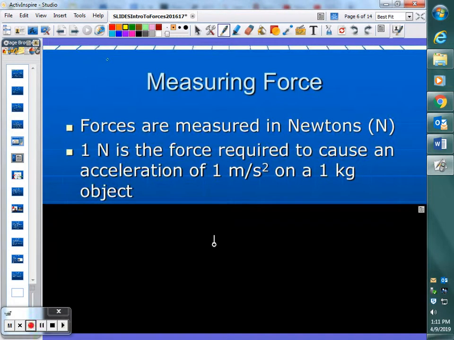So, force is measured in a unit called a Newton. If you can't figure out where that name came from, wait until tomorrow and then we'll explain it. We use the capital letter N to represent newtons. Is it capital specifically? Yes, capital.